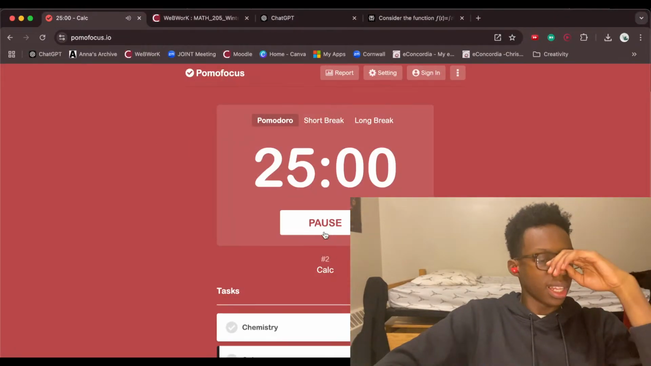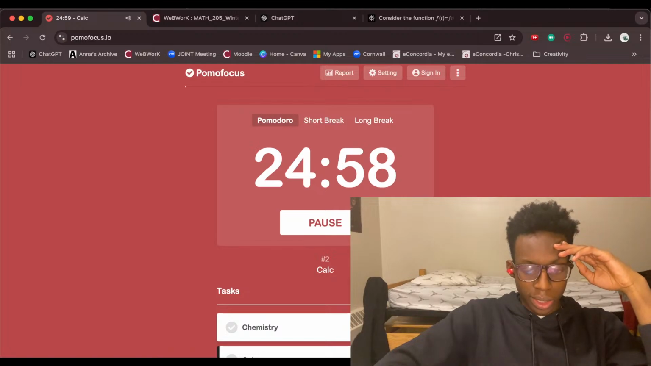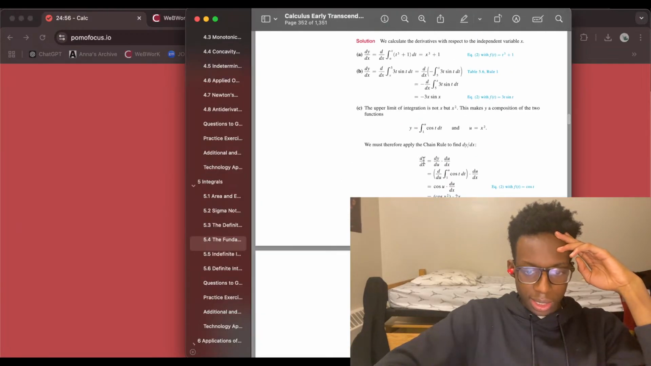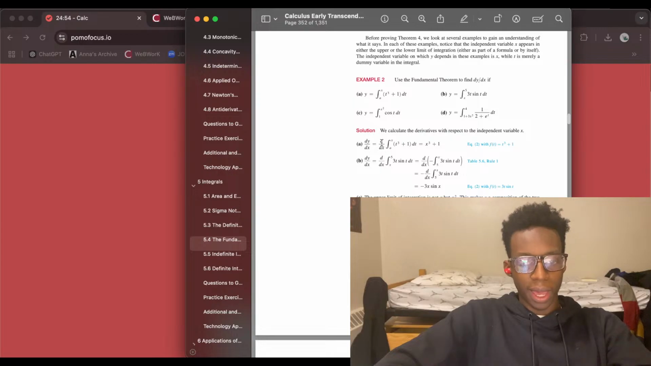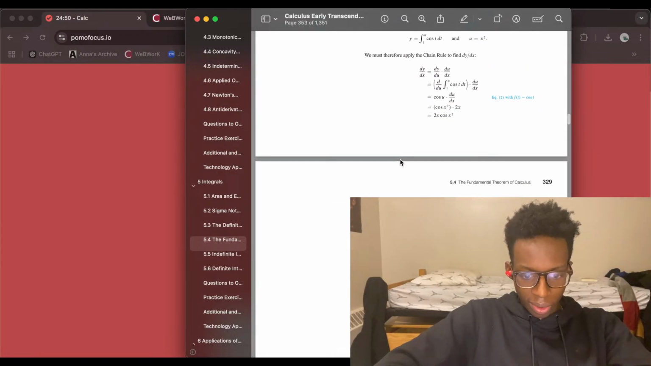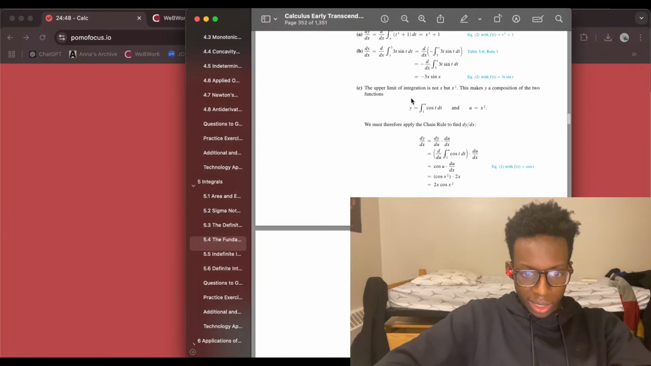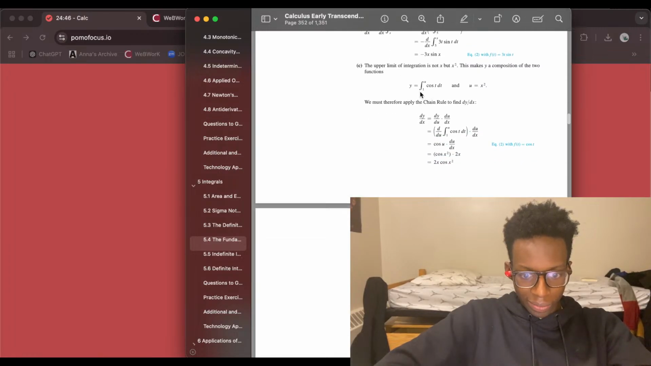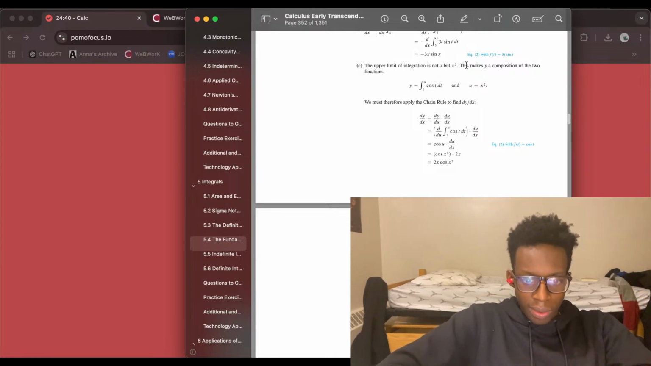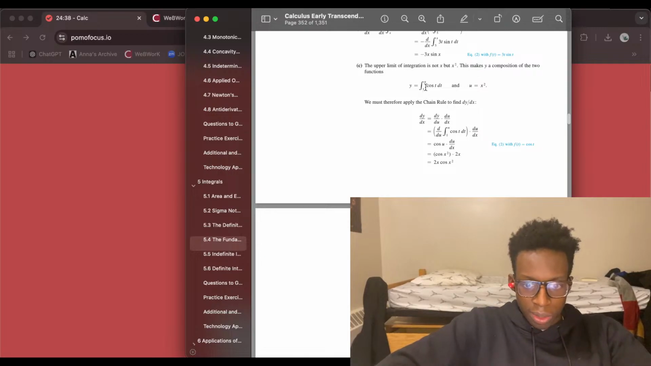Ready people, let's begin. We're just going to keep studying this thing, and then we'll go back to solving our questions for it. So we've done this one already. What I've just discovered here is that when the upper limit is not x but x squared, we have to do a substitution, and it now makes a composition out of the questions.